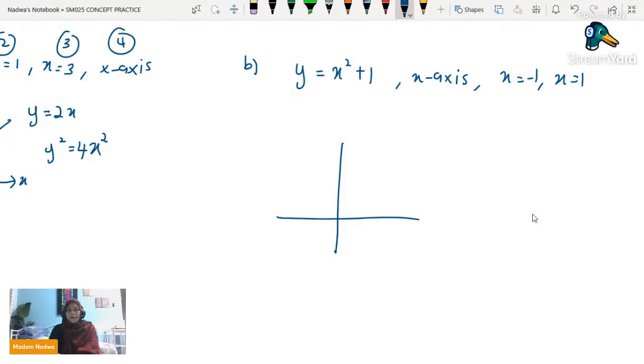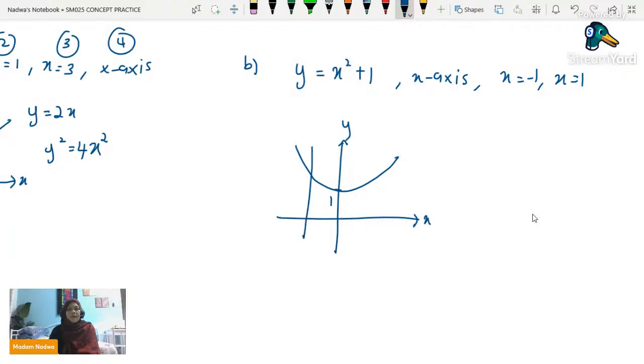Okay, graf x squared plus 1 adalah graf senyum tapi dia pintas dekat 1. So, dia graf senyum tapi ternaik sikit dekat 1. Sepatutnya dia kena dekat kosong. Tapi sebab dia ada plus 1, maksudnya dia sangkut dekat 1, intercept dekat 1 tadi.